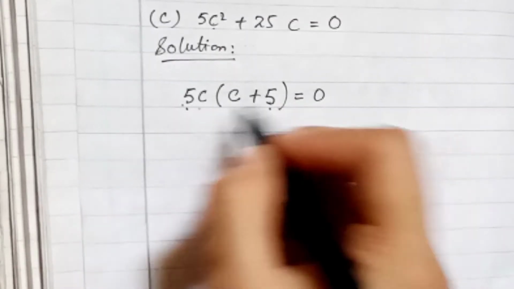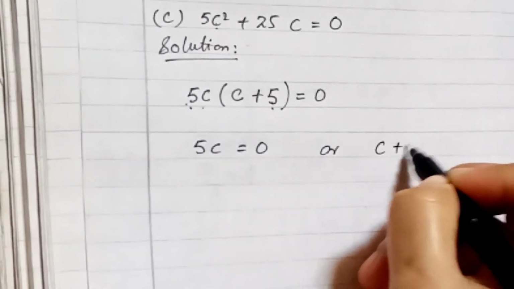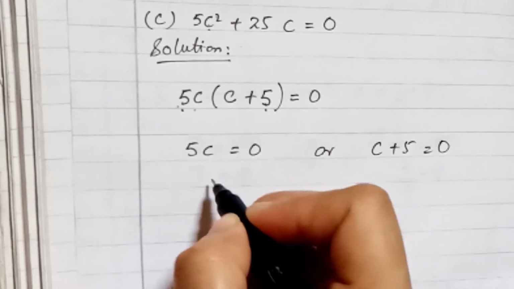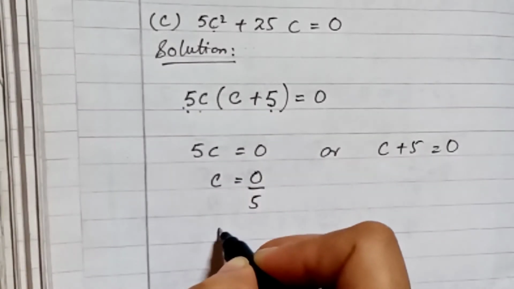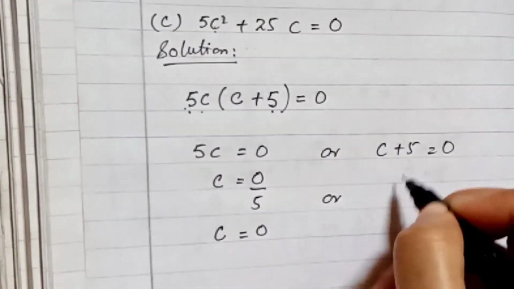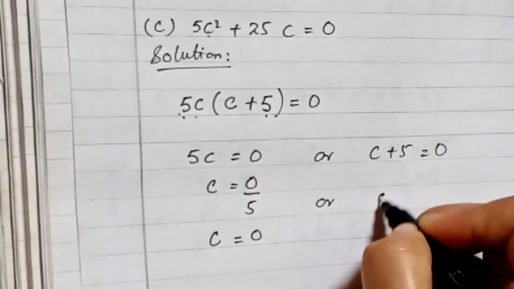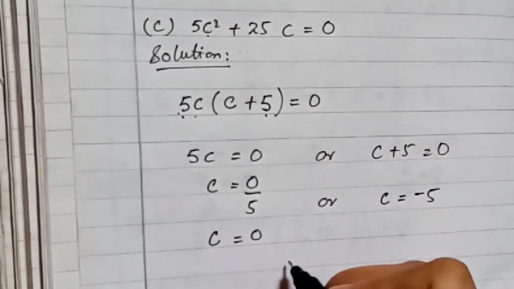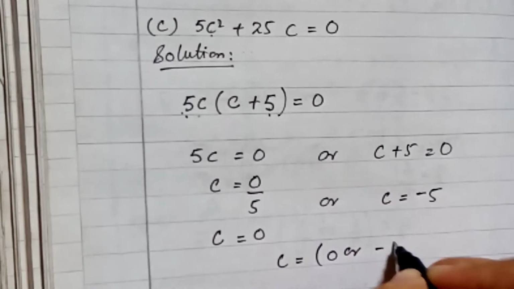We have to equate both of them. 5c equals 0 or c plus 5 equals 0. Here we have to move this 5 to the other hand side. c equals 0 divided by 5. 0 divided by anything will become 0. And for this value, we have to move plus 5 to the other hand side. It will become minus 5. 0 minus 5 is minus 5. So we have two values for c here. One is 0 or minus 5.